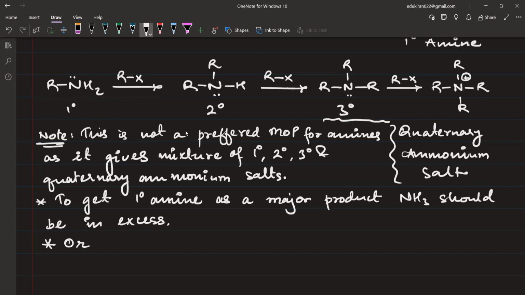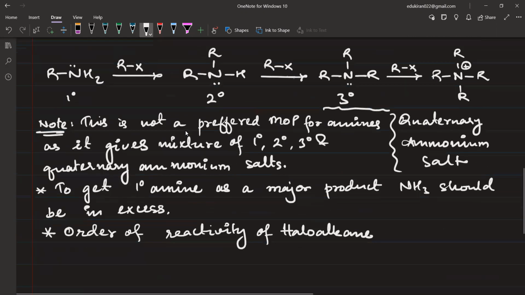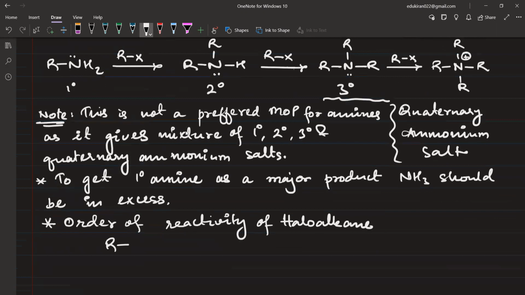Right, next. Order of reactivity of haloalkane. If I have alkyl bromide, alkyl chloride, or alkyl iodide, which is going to react fastest? Since this is the SN reaction, the easiest bond to break will be fastest, and we know that the longest bond is with iodine. So it will be fastest to break and most reactive, followed by RBr and followed by RCl. RF is so small that it does not even react properly.